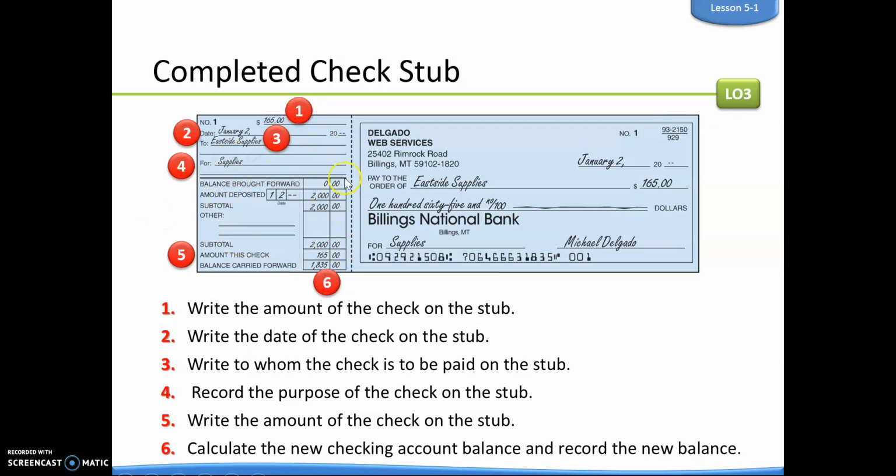But the reason we do this first is because remember, this check is going to get torn off and given to Eastside Supplies. If we did not complete that check stub first and you forget to do it, then you have no information about this check whatsoever. And as accountants, that's not good because we need to have objective evidence. So that's really important that you remember to do this first before filling out your check.